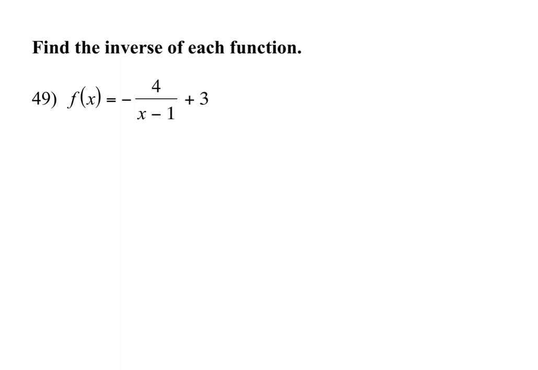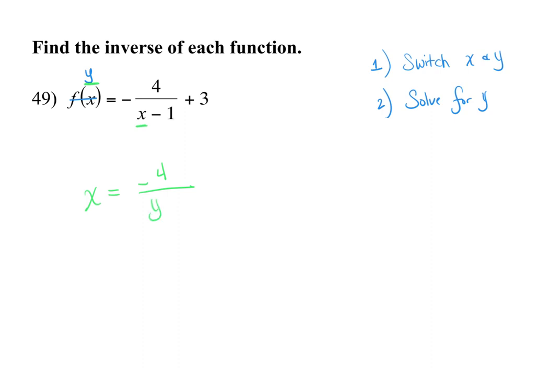First, remember that f of x just means y. All right, that's all that means. So my first step here is to switch x and y. And then you're going to solve for y. All right, so if I switch my x and y, I literally write an x every place I have a y. And I write a y everywhere I have an x. That's my first step. My second step is then to solve for y.